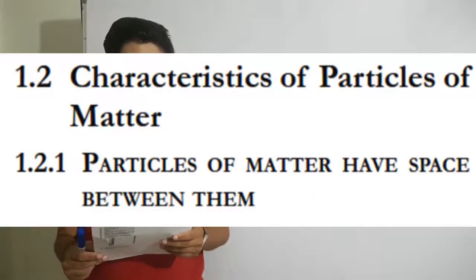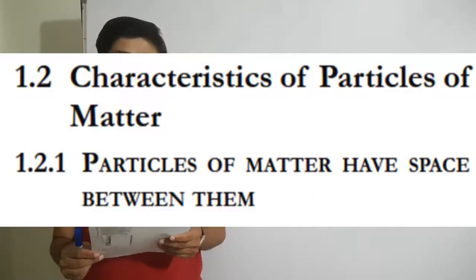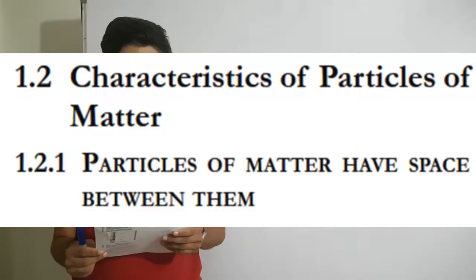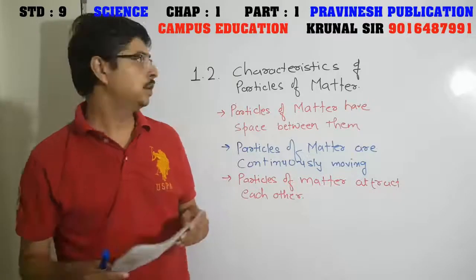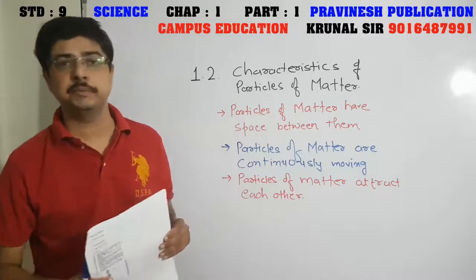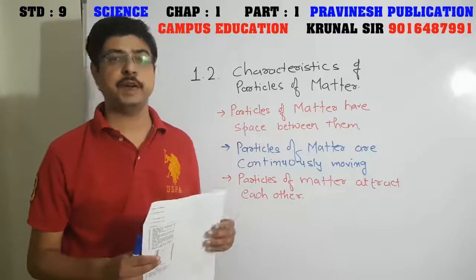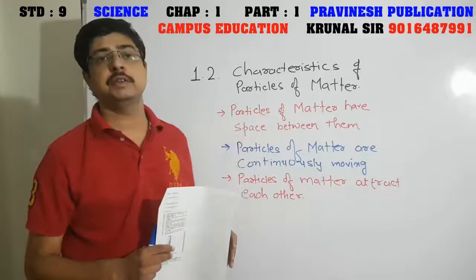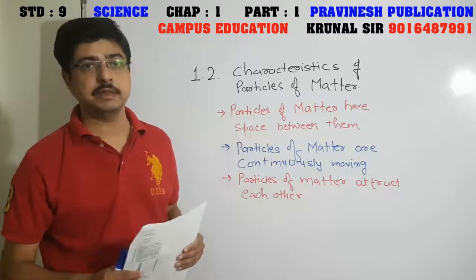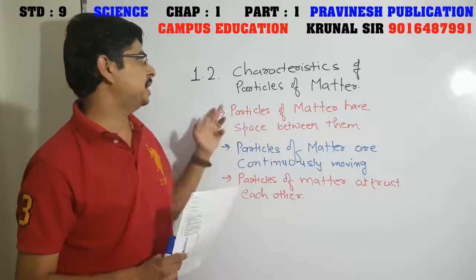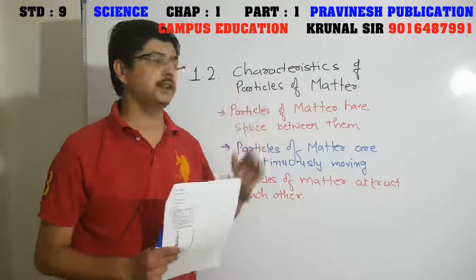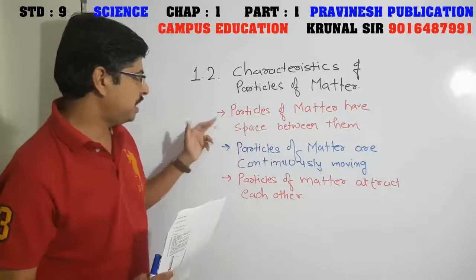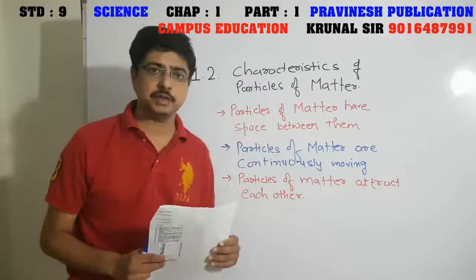Now friends, an important topic, that is topic 1.2, characteristics of particles of matter. We understood that matter is made up of particles by different activities. Now these particles have some characteristics, so these are known as characteristics of particles of matter. There are 3 characteristics of particles of matter.